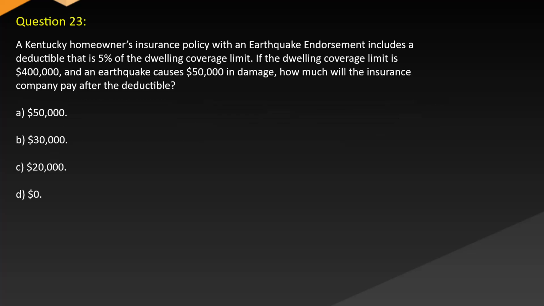Question 23. A Kentucky homeowner's insurance policy with an earthquake endorsement includes a deductible that is 5% of the dwelling coverage limit. If the dwelling coverage limit is $400,000 and an earthquake causes $50,000 in damage, how much will the insurance company pay after the deductible? A. $50,000. B. $30,000. C. $20,000. D. $0.